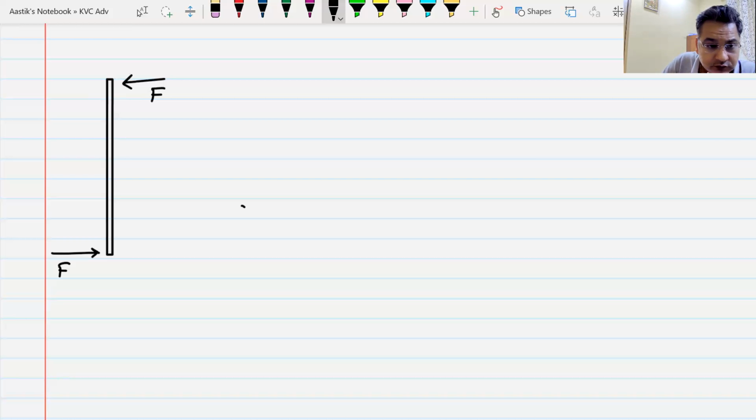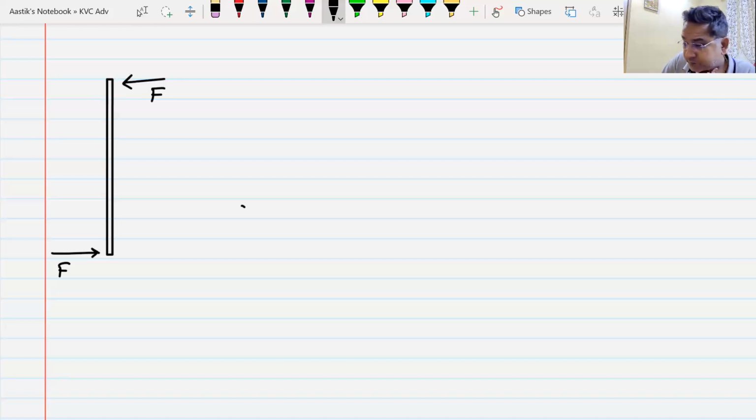Sir, linear momentum is conserved. Okay, well, why? Sir, I'm only concerned about these two things now, about the center of mass of the rod. Net force is equal to 0, so linear momentum is conserved. Net torque is not equal to 0, so angular momentum is not conserved.